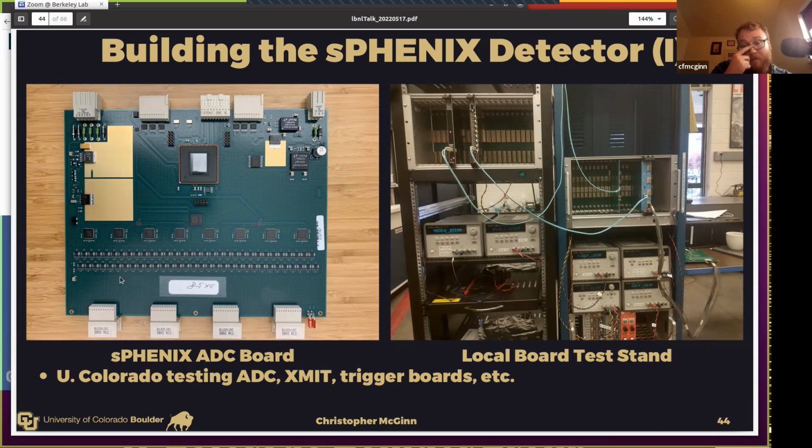So here's what we do right now at the University of Colorado: mostly board testing, or at least that's what I did for a very long time. This is an ADC board for sPHENIX on the left-hand side, and our little test stand on the right-hand side, where we put these boards through their paces, make sure that the pedestal, the gain, etc., all works as we expect it. Each of these boards is going to have a 64 channel input, so they better work exactly the way we want, or we're going to have a lot of very confusing data and not a lot of jets at the end of the day.